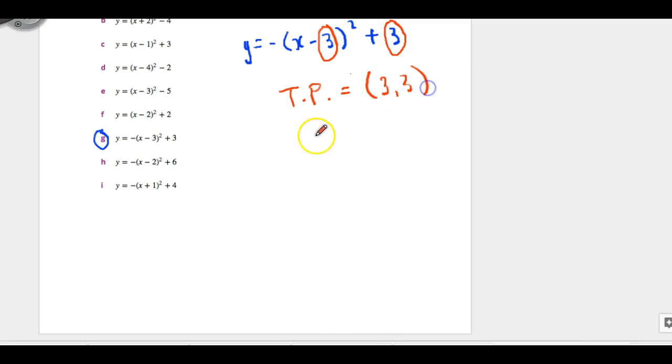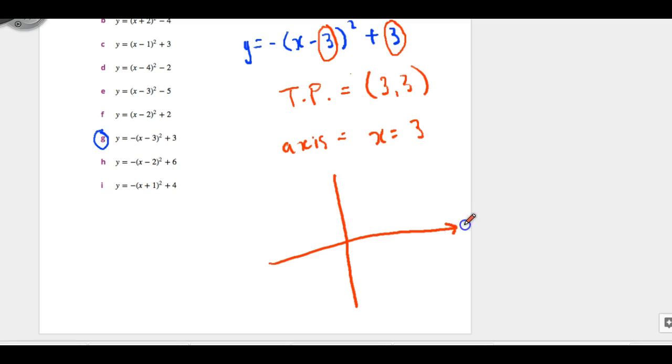And your axis of symmetry is x equals 3. Now if I was to graph that, and obviously you would have much straighter lines than me, let's change the color. Okay, so your turning point is at 3, 3.